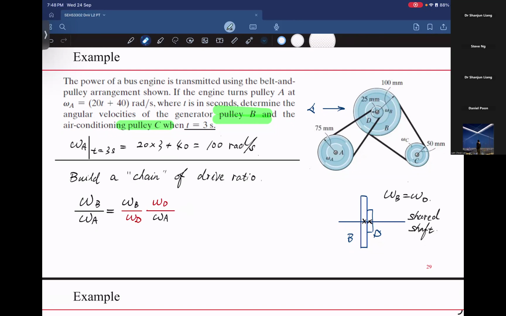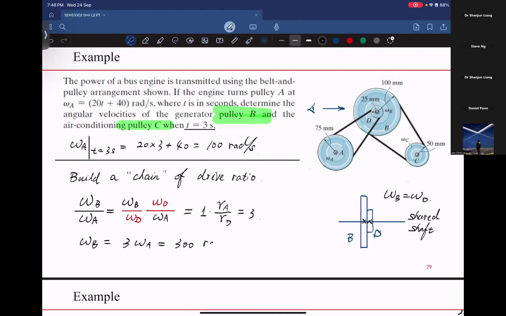So omega B over omega D is 1, right? And omega D over omega A actually is RA over RD, which is 3, right? Therefore, omega B is 3 times omega A, which is 300 radians per second, right?